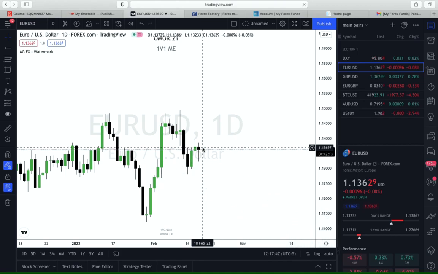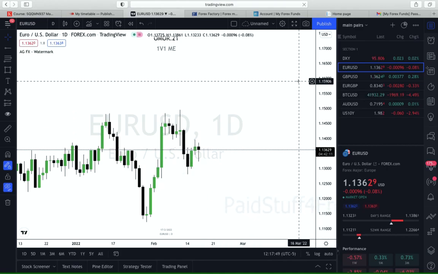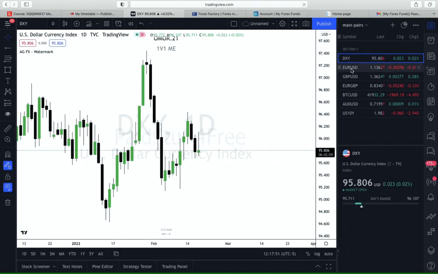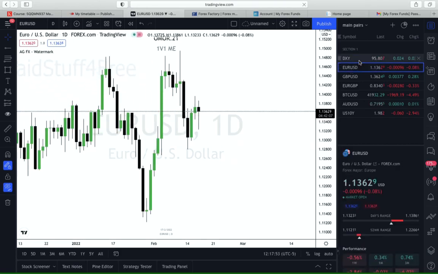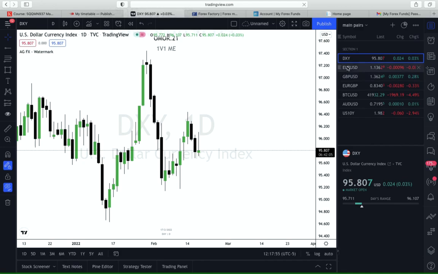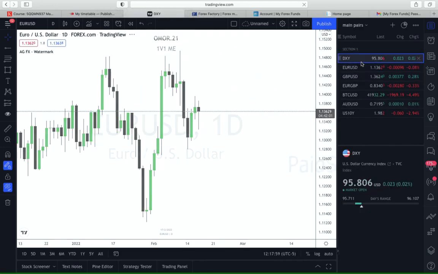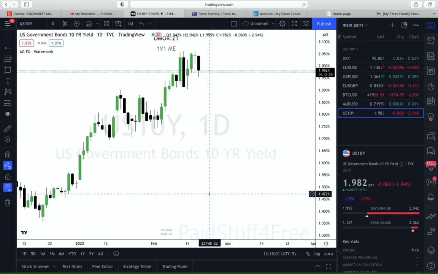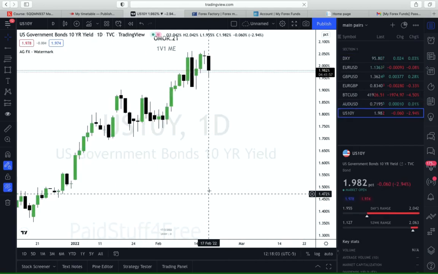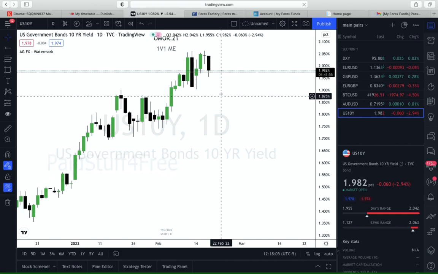Before you even get your bias from the Euro USD, you need to get your bias from the DXY, because when they're in line together, that is the highest probability trade you can get for Euro USD. Now, to get in line with the DXY, you need to get in line with the US 10-year bond yields. So just a recap of this one.